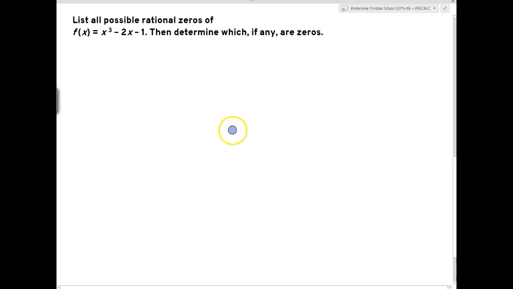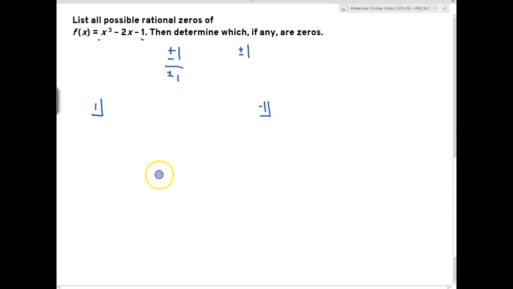So let's look at another example here. We've got x cubed minus 2x minus 1. So using our idea where we have all the factors of the constant over all the factors of the leading coefficient, we could have plus or minus 1 over plus or minus 1, which means my possible zeros would be plus or minus 1. Now, what I can do instead of using substitution is use synthetic division to test both positive 1 and negative 1 for this particular function.